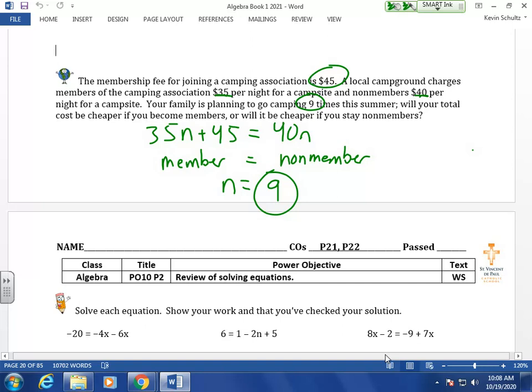Cost-wise, it'll be $360 whether you become a member or not if you go 9 times. And then he's saying, well, yeah, but all that paperwork, it's not worth it. I like the way you think. Okay, maybe there are perks. That could be too. Maybe you get the clean porta potties, not the dirty ones, right?